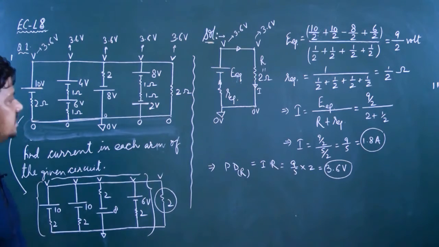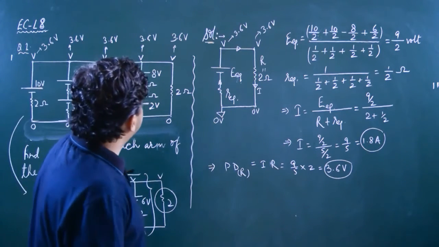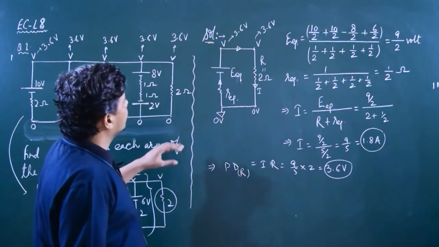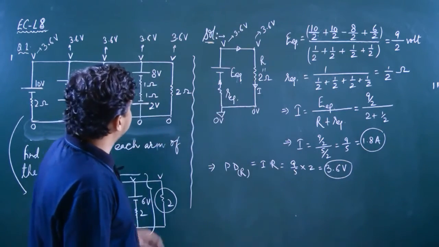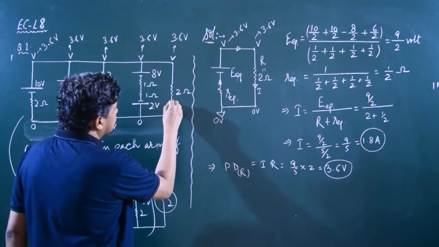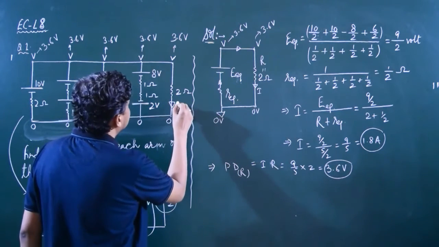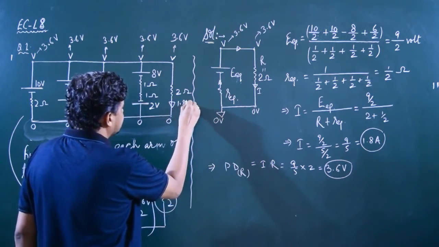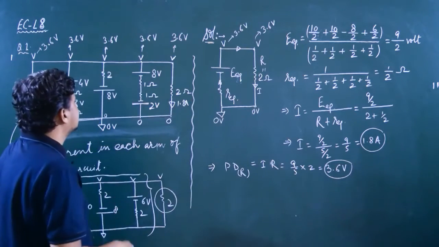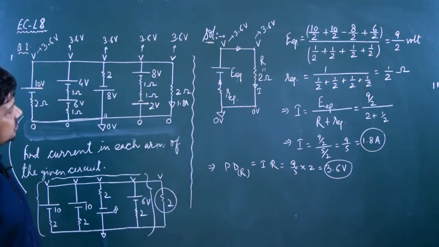Okay, so we get the value of current across 2 ohm. Here we have found the current. This current we have 1.8 ampere. Now we have to find current across these arms.